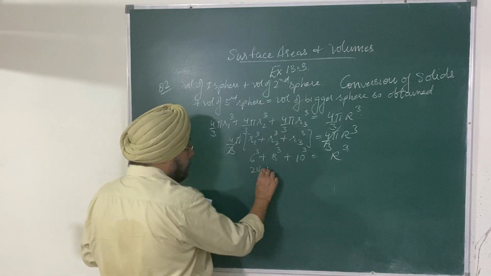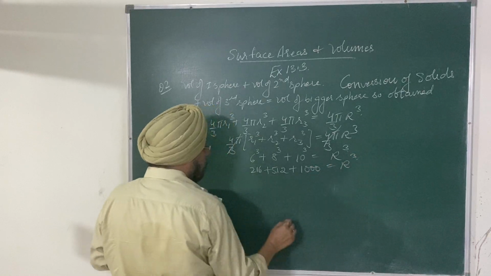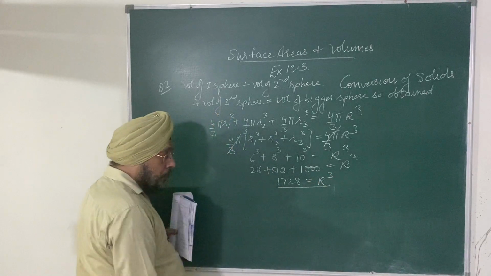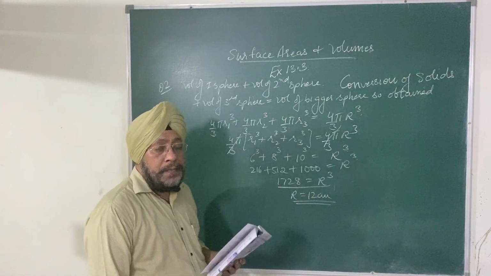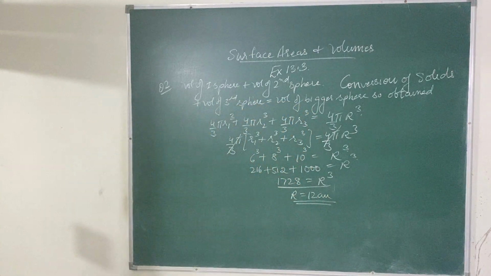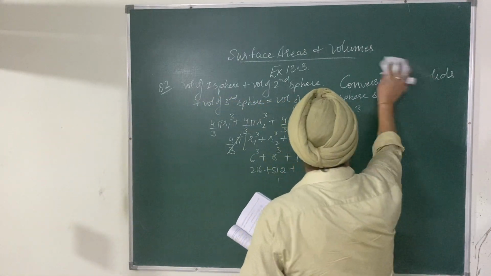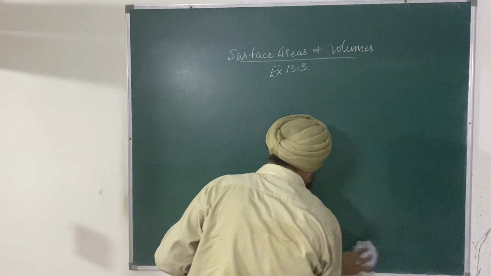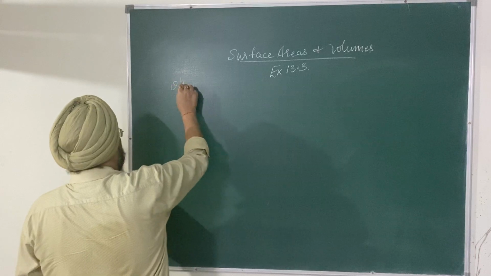So this is 216, 512, 1000, which is equal to R cube. So we get 1728, which is equal to R cube. Now if I take the cube root on both sides, we get the radius of the biggest sphere as 12 cm. So this is question number 2. So let's come to question number 3.